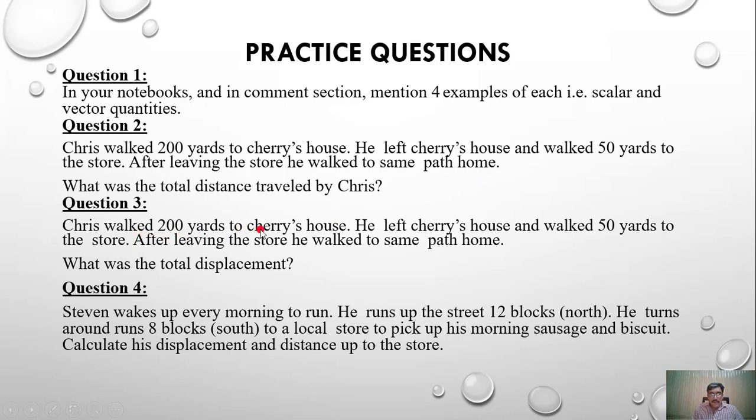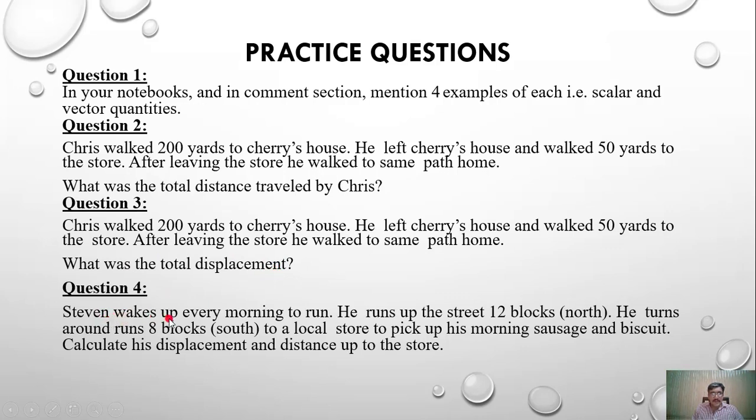Question 3. Chris walked 200 yards to Cherry's house. He left Cherry's house and walked 50 yards to the store. After leaving the store, he walked the same path home. What was the total displacement? So here direction is not given to you. So think about this, will there be any displacement? If so, what was that total displacement?